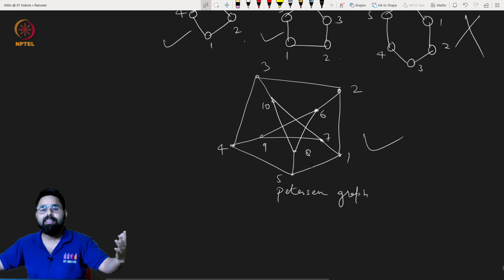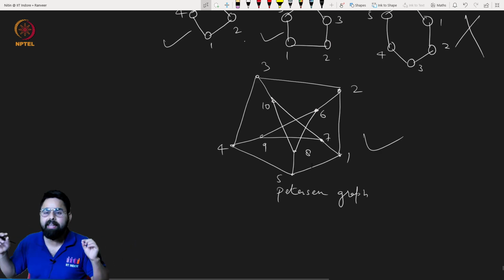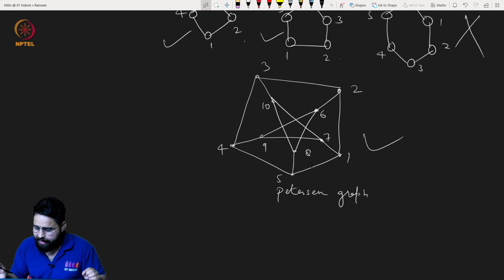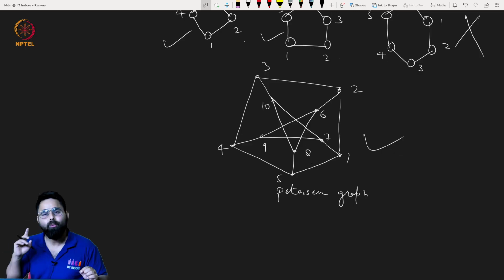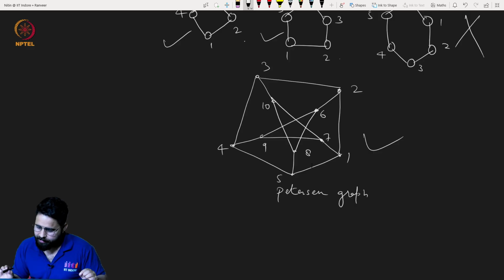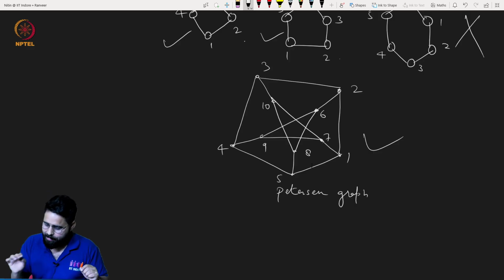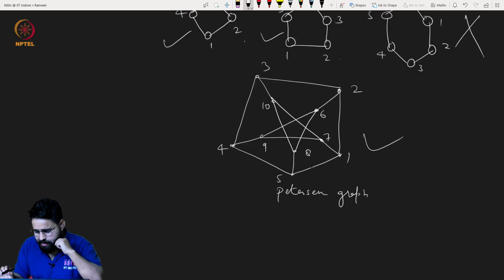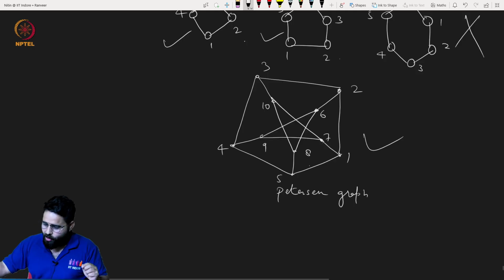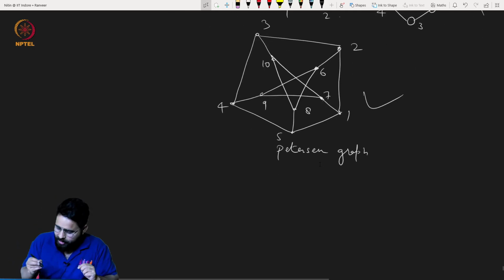The Petersen graph is again strongly regular. Any two non-adjacent vertices have one common neighbor. For example, 4 and 2 are two non-adjacent vertices, but they have a common neighbor, which is 3 here. But every two adjacent vertices do not have any common neighbor, right? You see.